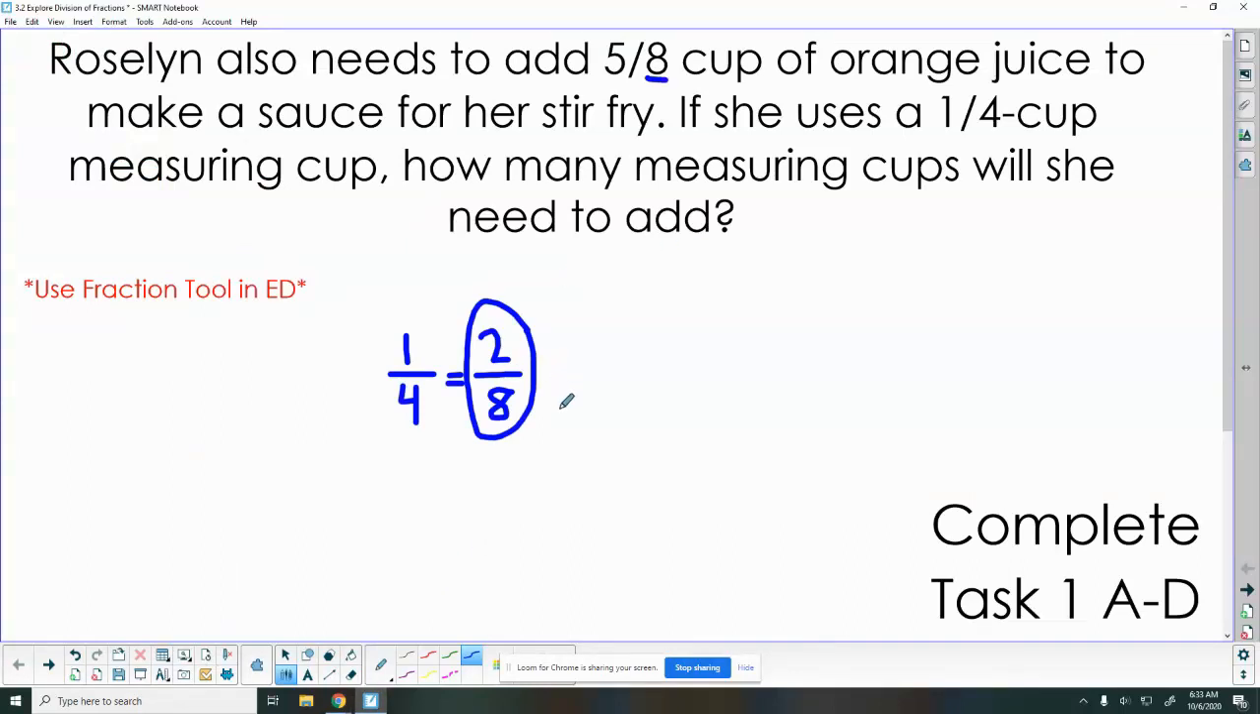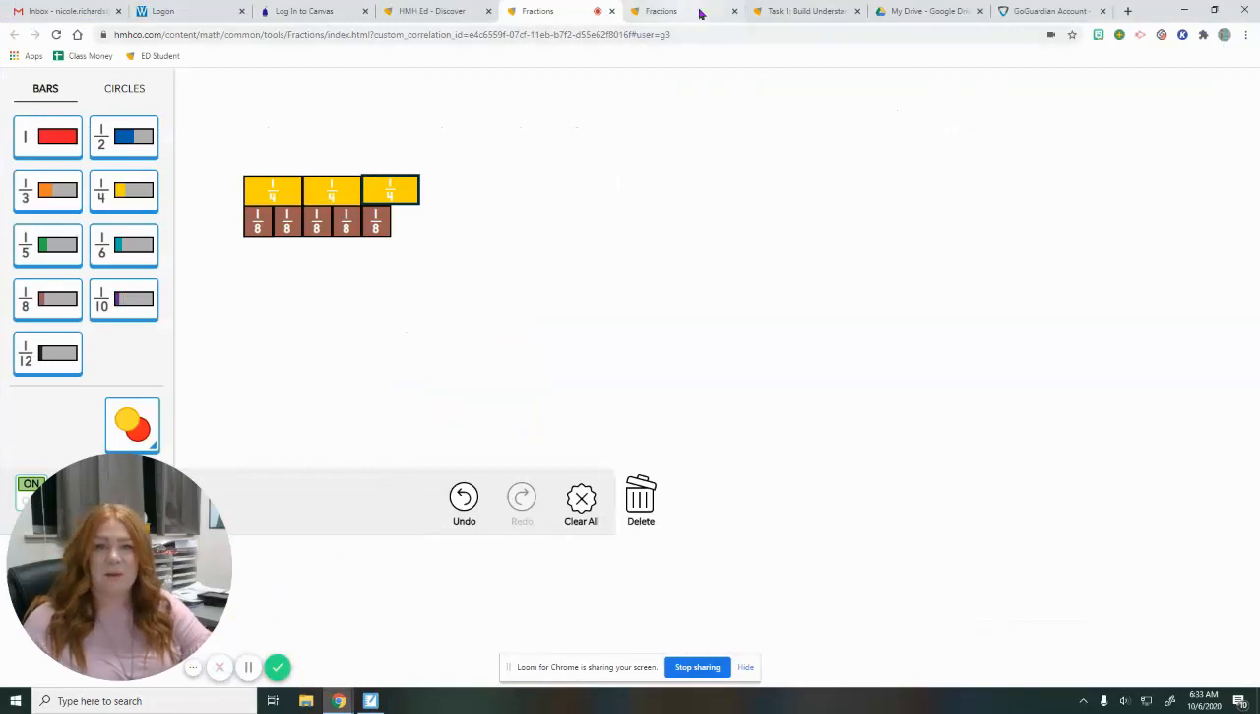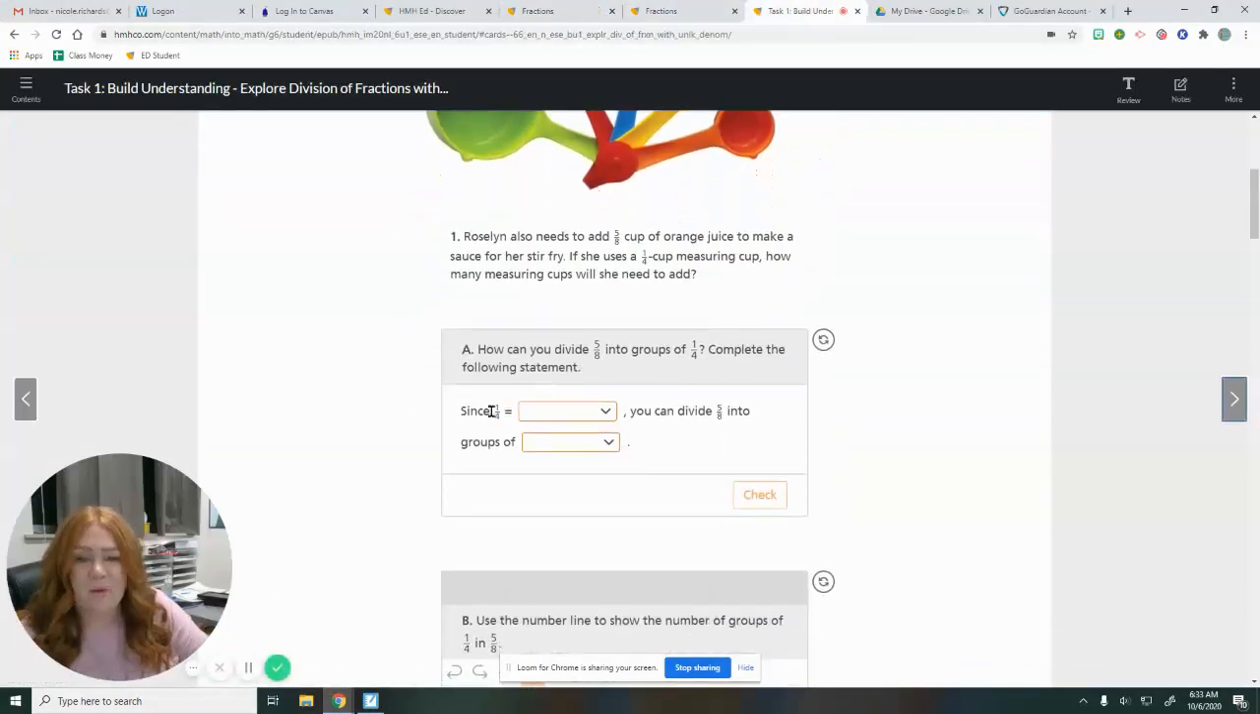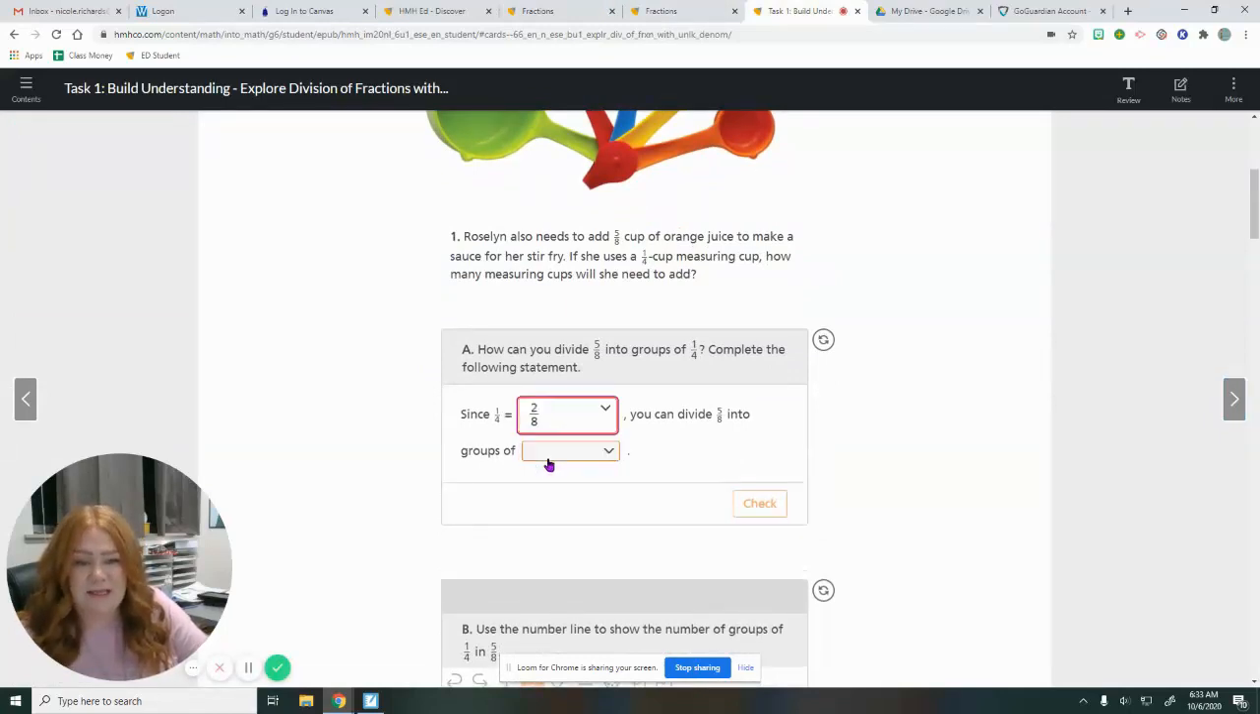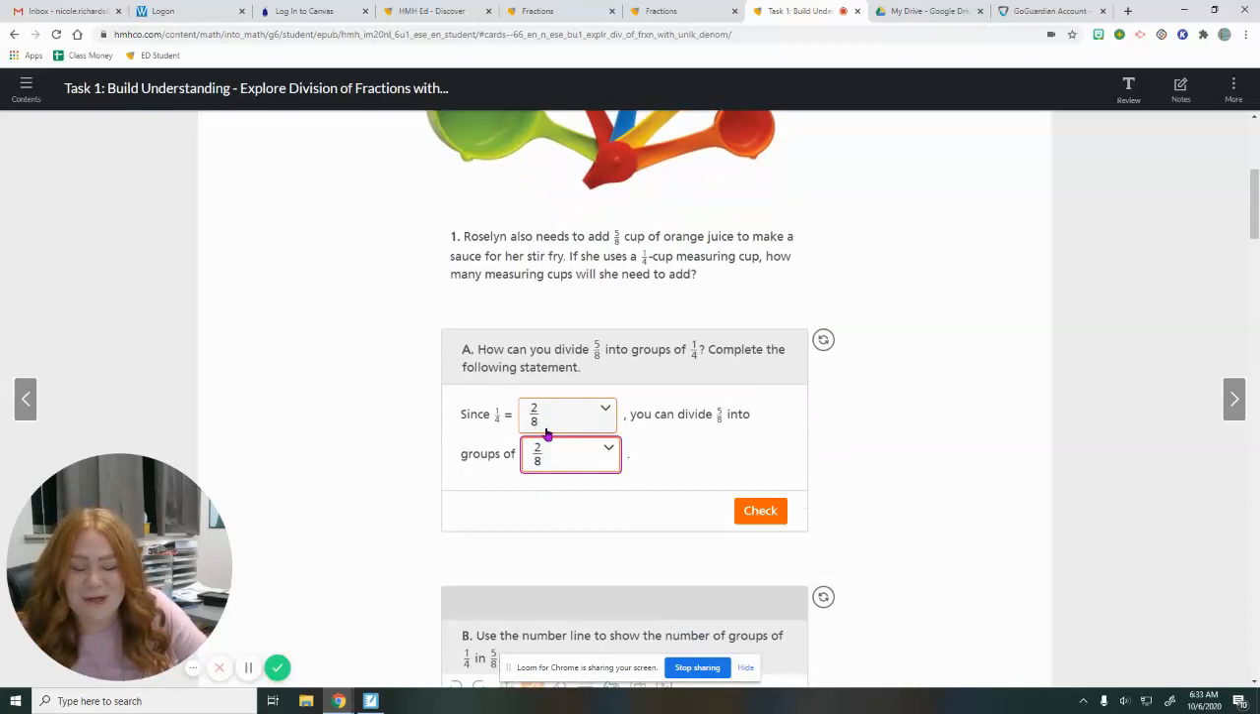Using that information, we're going to go ahead and complete tasks A through D on number 1 here. Back to our task page. We're going to turn 1/4 into that equivalent fraction of 2/8. So we can divide 5/8 into groups of, what are we wanting to do? 2/8, sorry, I got distracted there. Every time we scoop out a 1/4, we're really doing 2/8. So we're going to divide our 5/8 into groups of 2/8, 2/8, 2/8 as much as we can.